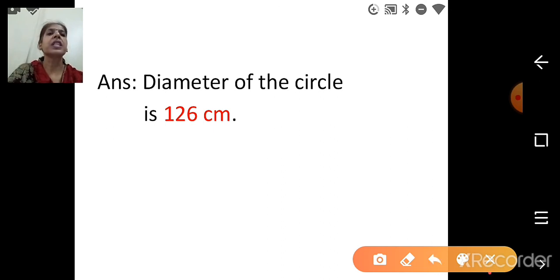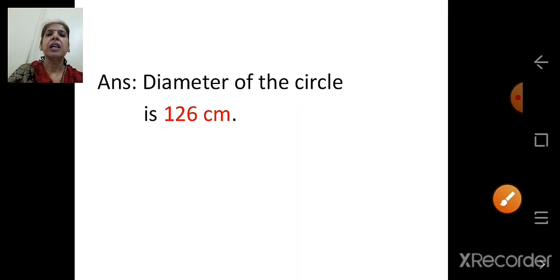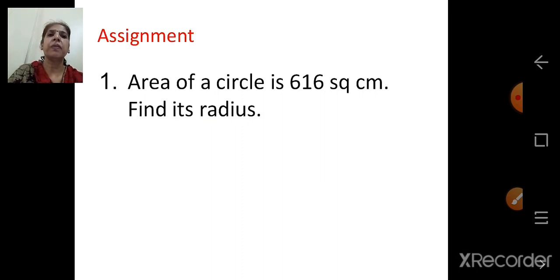So all the three sums were of a similar type. First write the formula of area of circle, pi r square. Substitute the values. Then you will get r square, take its root. Now this is your assignment question. Area of a circle is 616 square centimeter. Find its radius. Use a similar way.